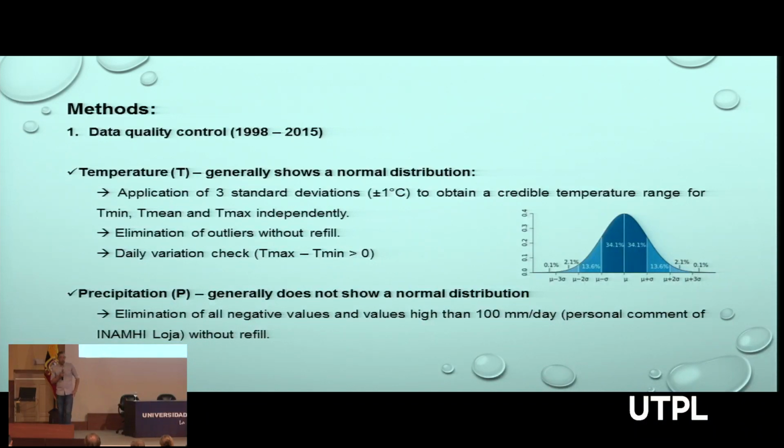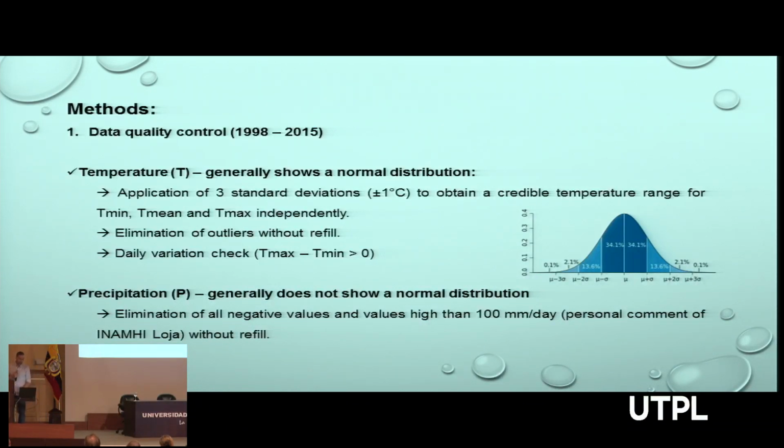Precipitation does not show normal distribution, so we eliminate only the negative values, which are sometimes in the data series of INAMI. There are negative precipitation values and values over 100 millimeters a day. This is a personal comment from INAMI: he said in the area of Loja, daily precipitation over 100 millimeters is not possible normally. Yeah, this was the quality check.